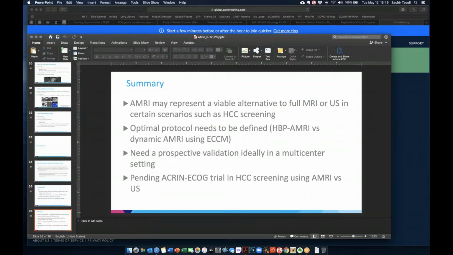Hi, Dr. Taouli. Thank you for a very beautiful lecture. So we've heard about synthetic MRI in the brain, where a short acquisition can lead to multiple sequence generation. Is there any similar progress on abdominal image acquisition, which could reduce the time of acquisition?